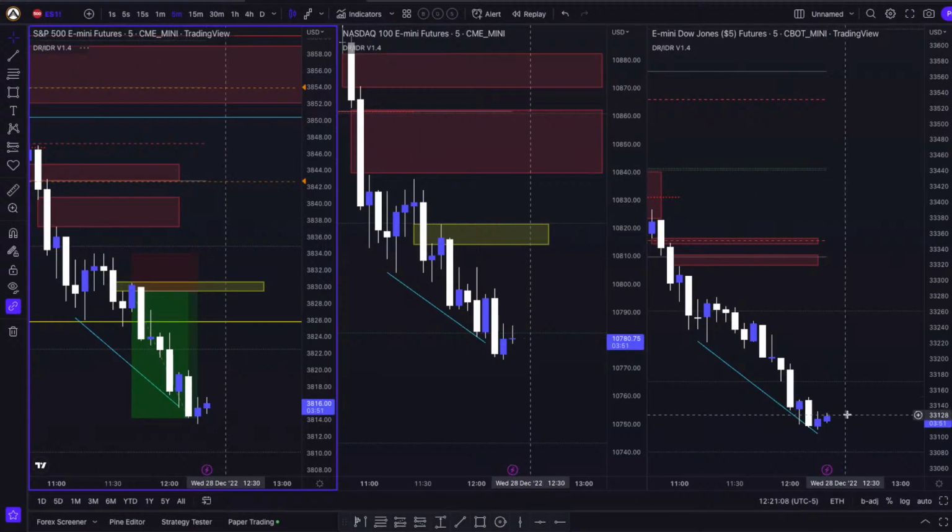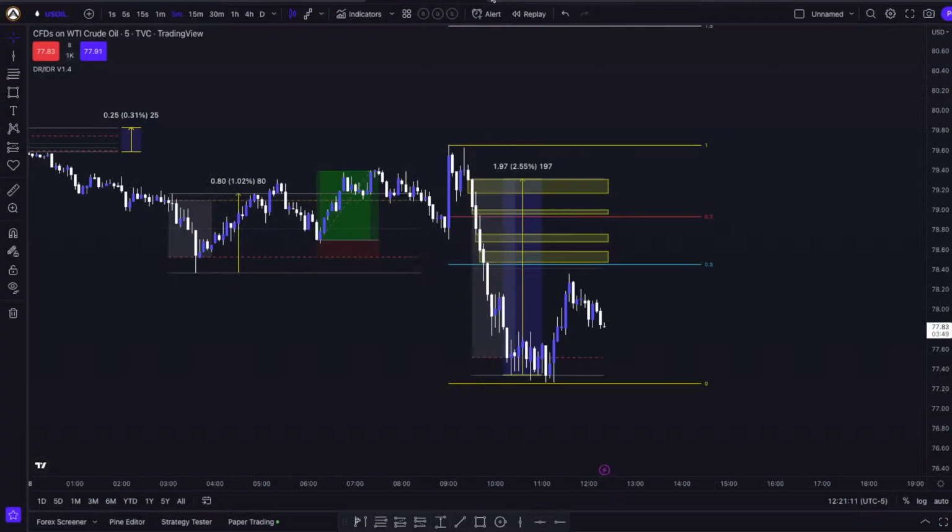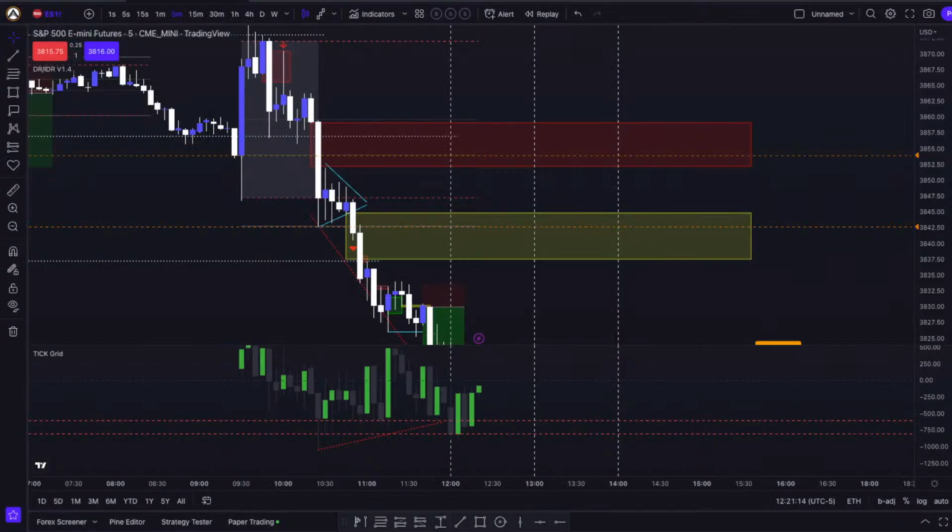Still no divergence between the indices. Nope. Let's close the oil chart. It's not really interesting anymore.